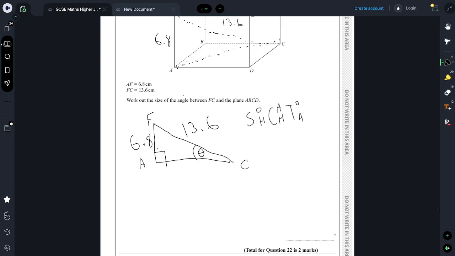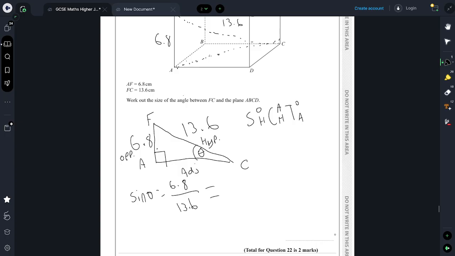So you should know SOH CAH TOA to find the angle. So what do we have? Well, this is the adjacent. This is the hypotenuse. And this is the opposite. Well, we know the hypotenuse and the opposite, so it's going to be SOH. So sine theta is opposite, which is 6.8, over the hypotenuse, which is 13.6.